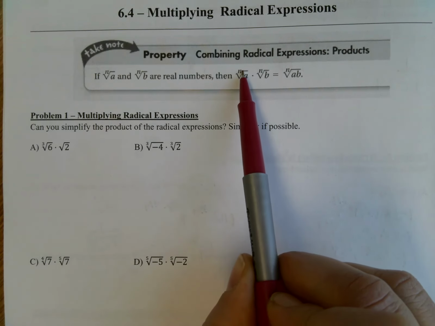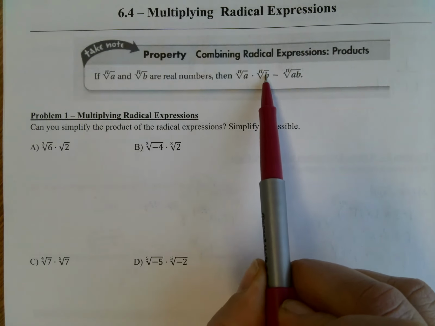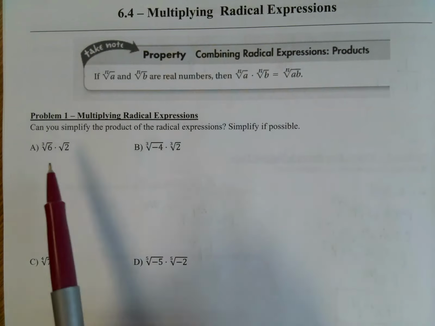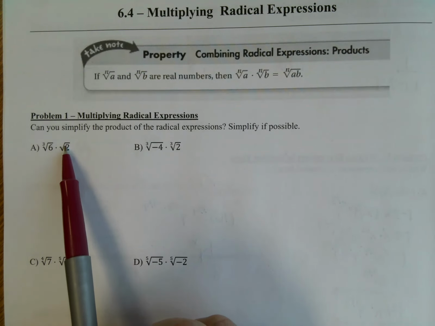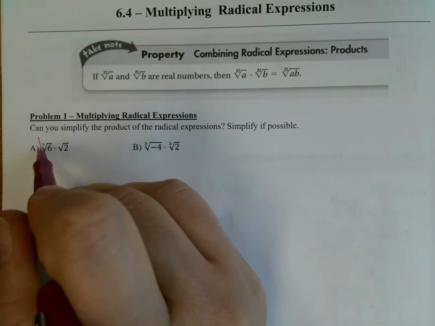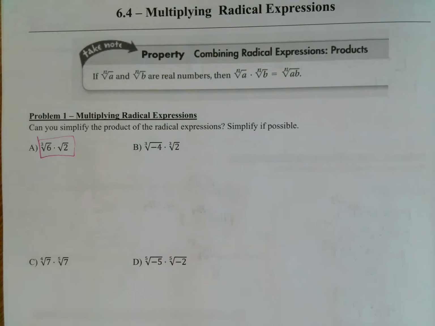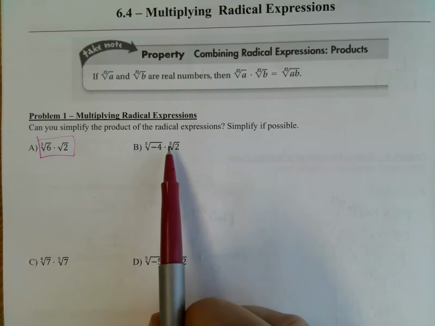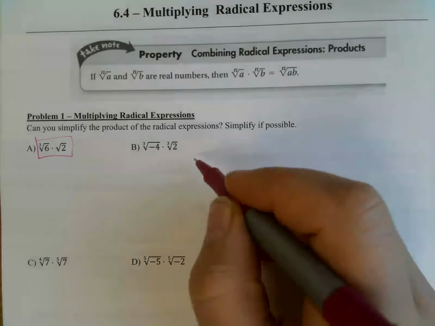These two can get multiplied together if your indexes are the same. If they're not the same, you cannot combine. So here, my indexes are not the same. So this right now would be my final answer. I can't do anything with that. Here now, because my indexes are the same, I can multiply those together.